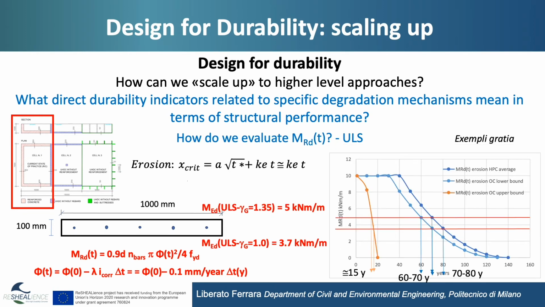In the case of erosion, and in the case we have ordinary concrete of the worst quality, this means upper bound value of the erosion parameters, we have a service life of about 15 years. We can go a little bit higher if we consider a better quality ordinary concrete. It's written ordinary concrete lower bound, or if we use high performance concrete where the erosion parameters are still lower.